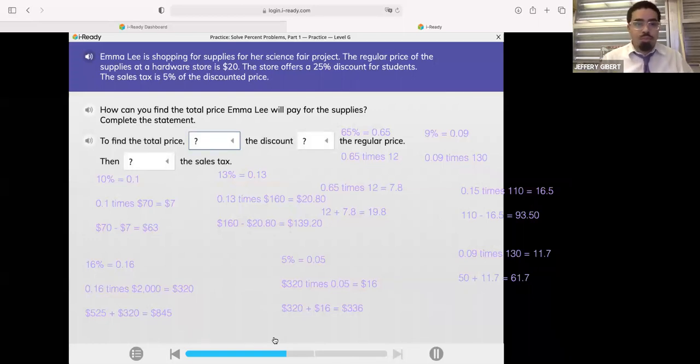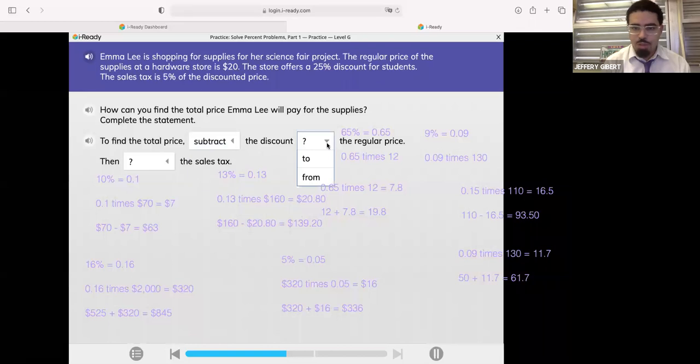All right. So Emma Lee is shopping for supplies for a science fair project. The regular price of the supplies at a hardware store is $20. The store offers a 25% discount for students. The sales tax is 5% of the discounted price. So how can you find the total price Emma will pay for the supplies? Complete the statement. So to find the total price, what do we need to do with the discount? Whenever you have a discount, you subtract it. So subtract the discount.